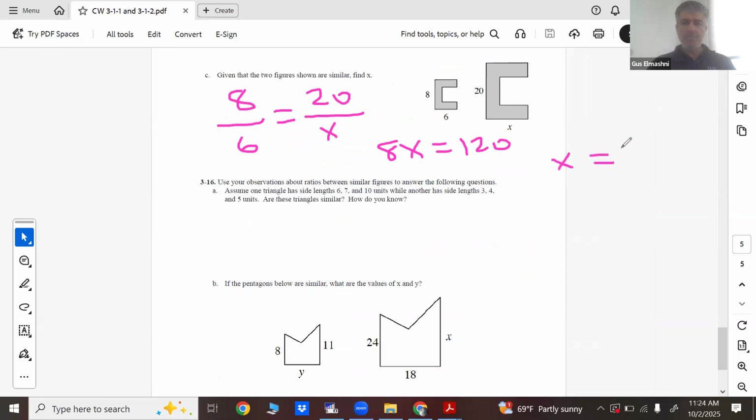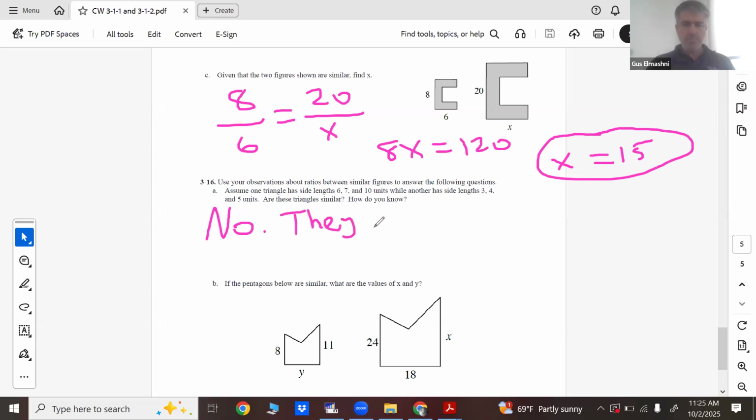20 and 8 and... wait, so what? 8/6 was equal to 20/x. Cross multiply, 20 and 6. That's going to be... wait, it's going to be over 8.